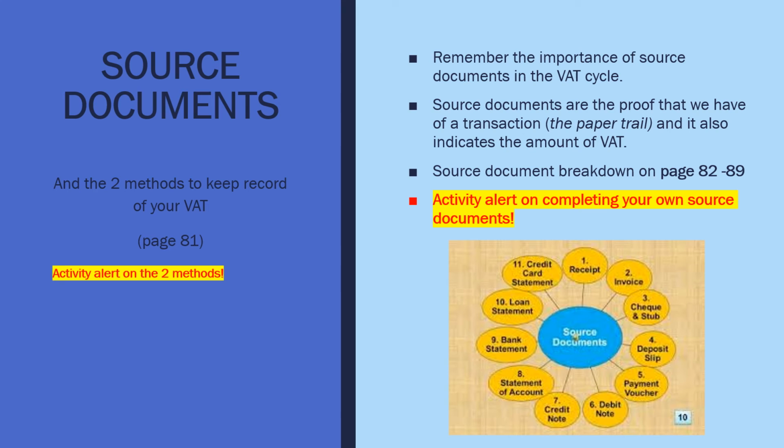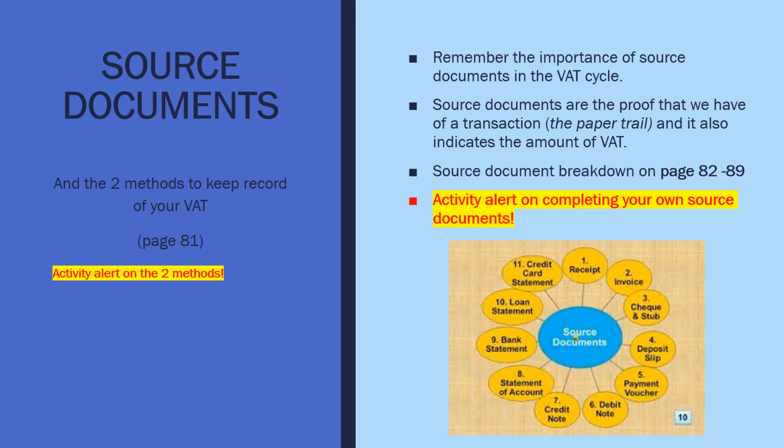Okay, so it's literally a method to keep record of your VAT. Okay, so that's what it is. You can choose one of two options, A or B. How do you want to record your VAT? Okay, so that's all I'm going to say about the two methods or the two bases to keep record of that. Okay, over to source documents.